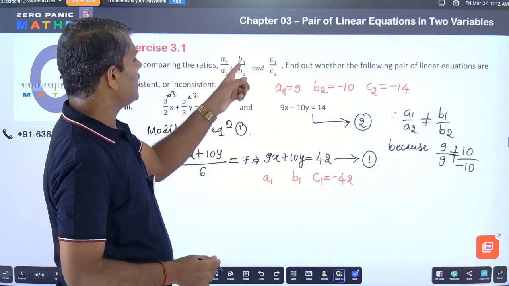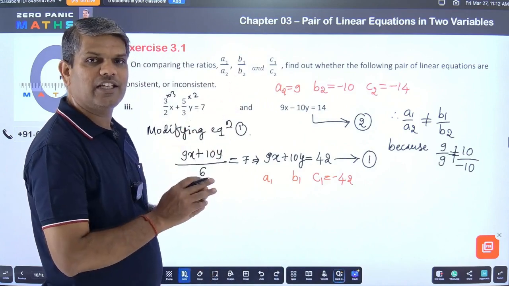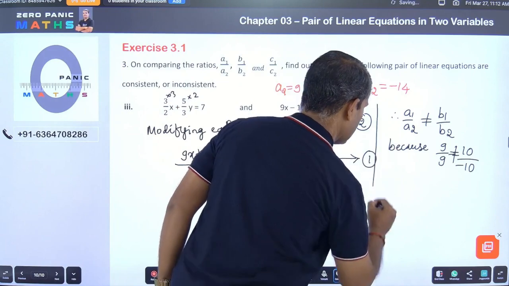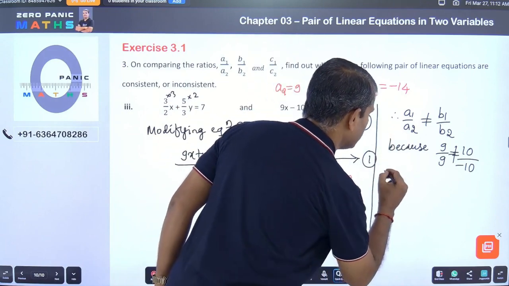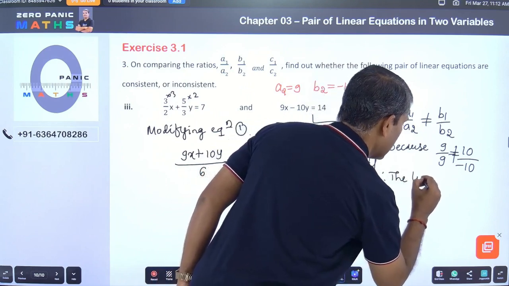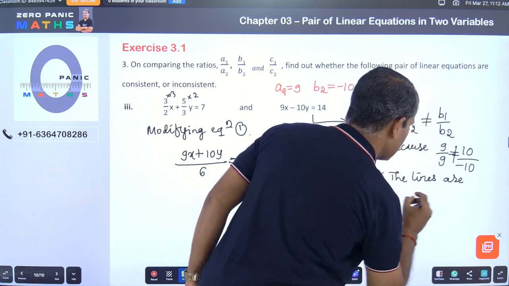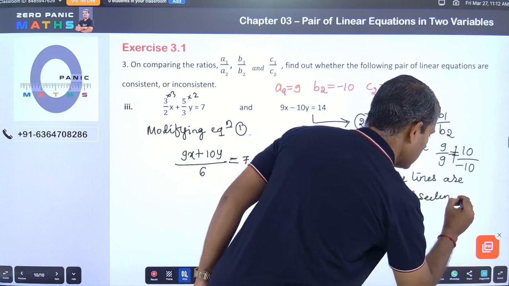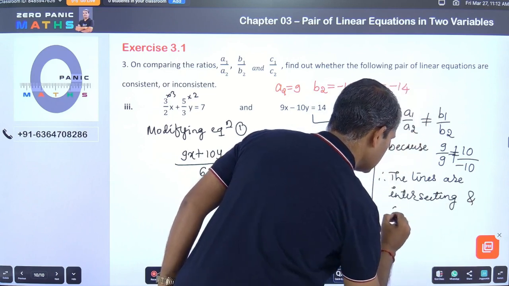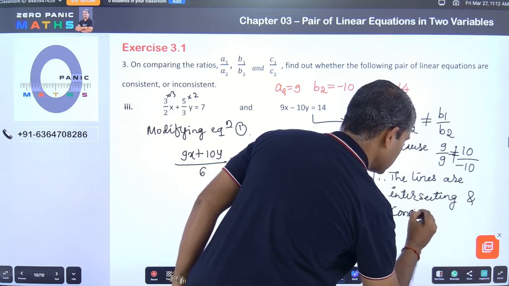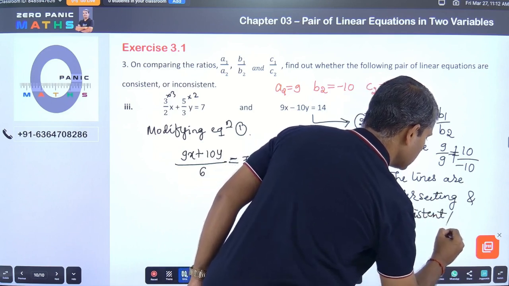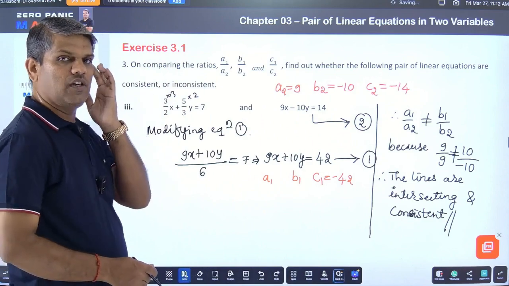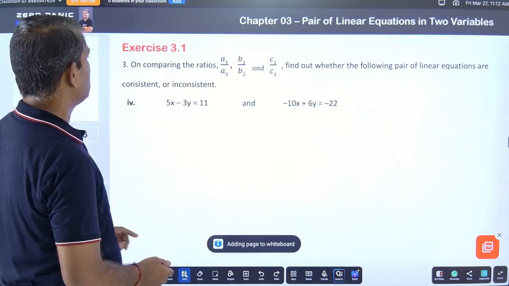If the first two ratios are not equal, then the lines are intersecting. Intersecting lines are consistent. That is our solution. You can write as the next part: therefore, the lines are intersecting and consistent. We need to identify only the two conditions, consistent or inconsistent. Let us move to the next problem quickly.